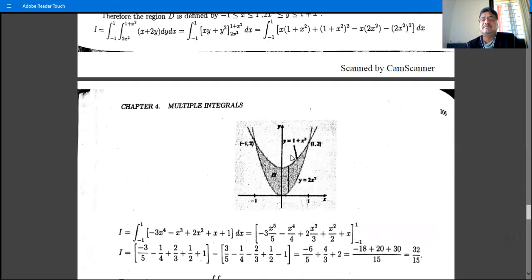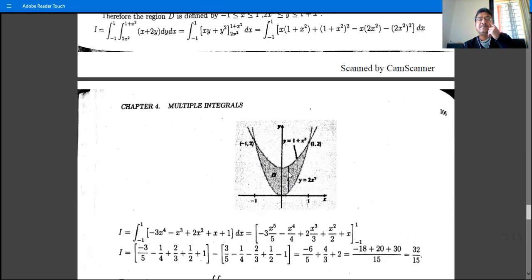Here is the figure. This is y is equal to 1 plus x square. Its vertex is, this is the vertex, right? X at 0, then y is 1. So (0, 1) is its vertex. And y is equal to 2x square is this parabola. Both parabolas are around the y-axis. But y is equal to 1 plus x square has its vertex at (0, 1). So this is y is equal to 1 plus x square, and this is y is equal to 2x square.